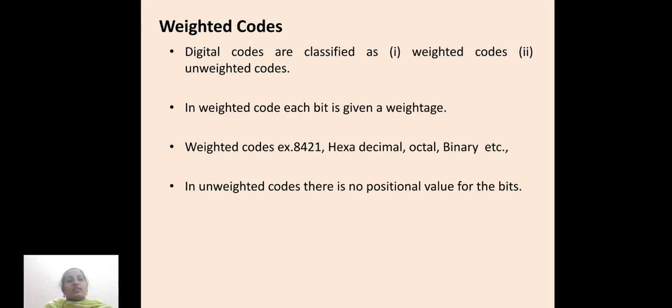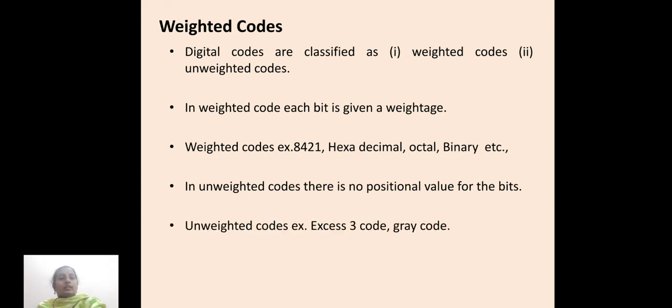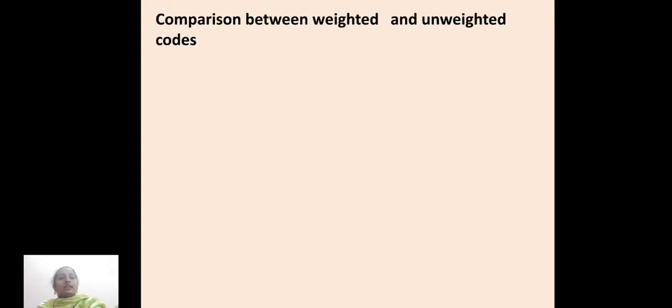Examples of weighted codes, as I already told you: hexadecimal code, octal code, binary code, and also 8421 code. All these codes we have learned, decimal, hexadecimal, octal, binary, 8421, are weighted codes. But when coming to unweighted codes, there is no positional value for these bits. So what is the main difference between weighted and unweighted?